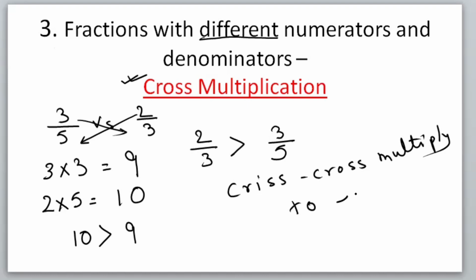to compare. Okay. The first fraction's numerator will be multiplied with the denominator of the second fraction, and the second fraction's numerator will be multiplied with the denominator of the first fraction. Then we have to compare the digits we got after multiplication, and see which one is greater, and then we can find out which fraction is greater. Understand? It's clear, all the three things.